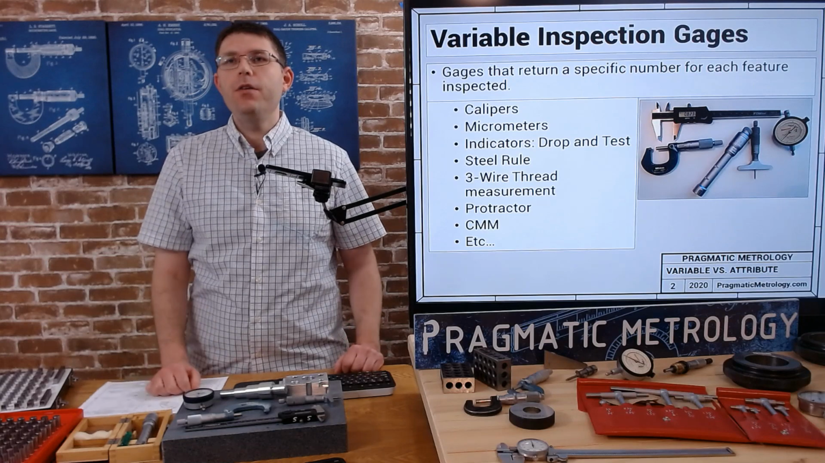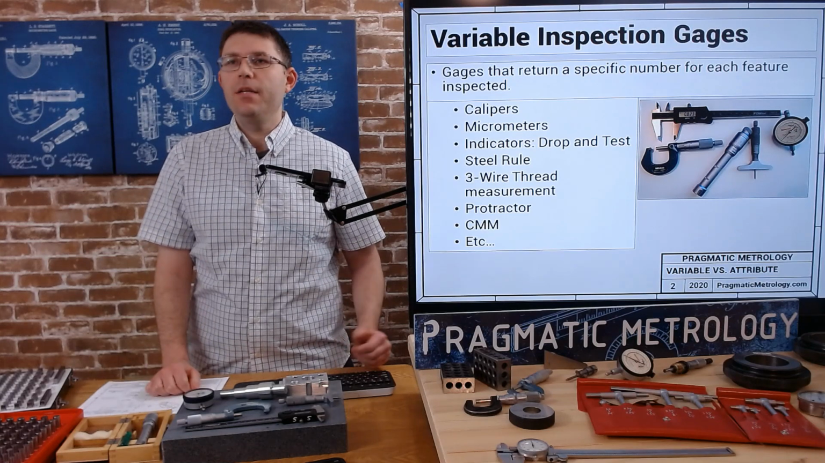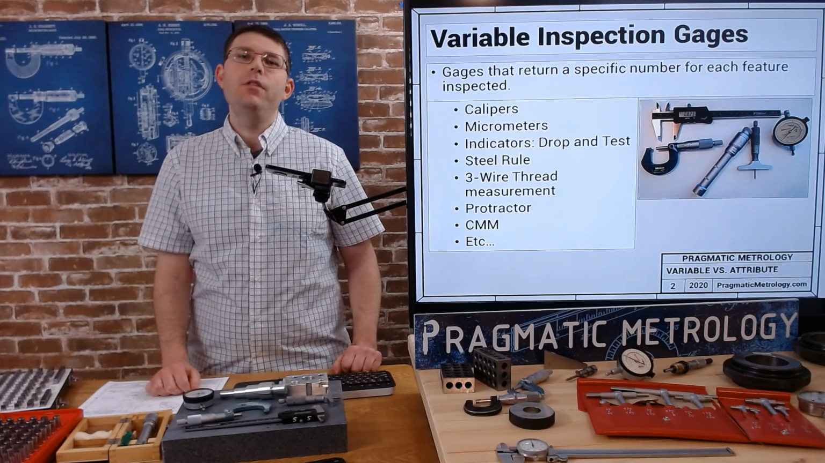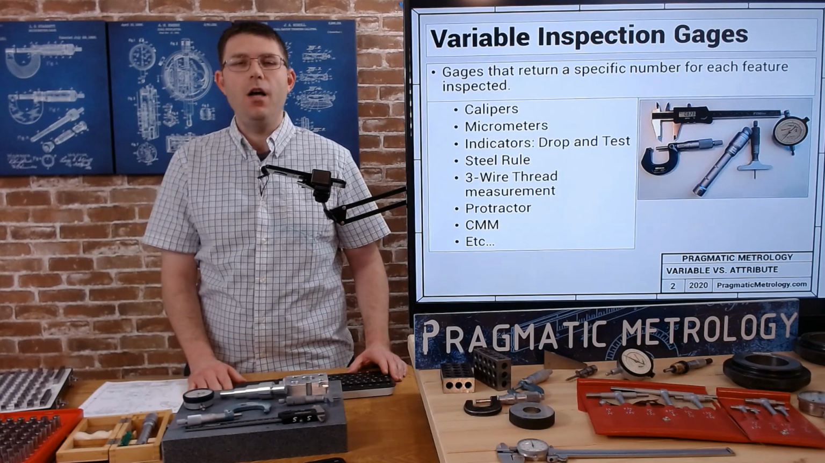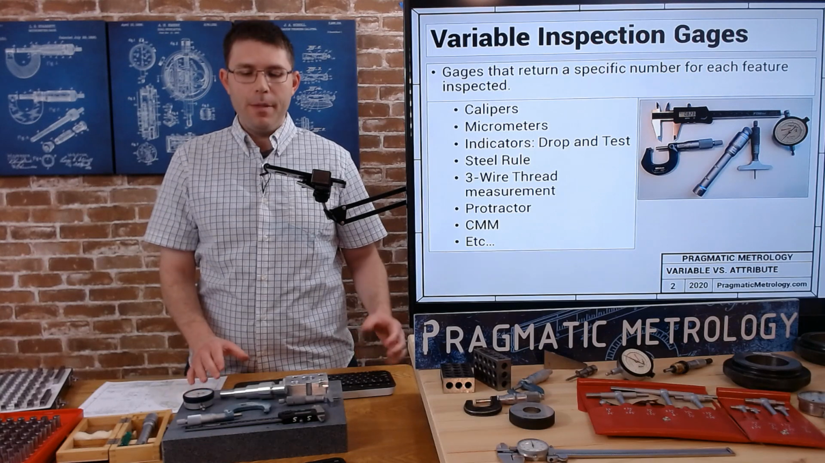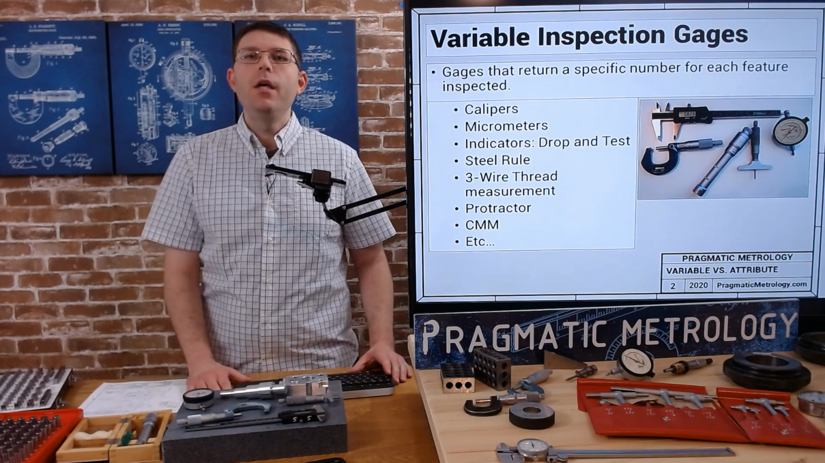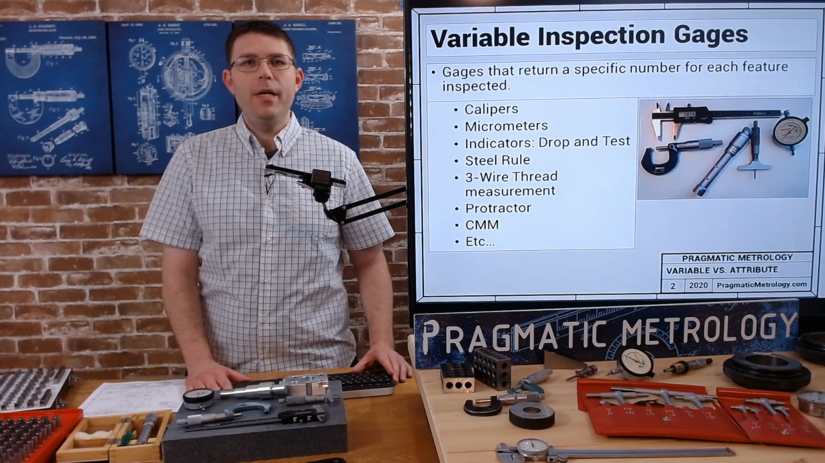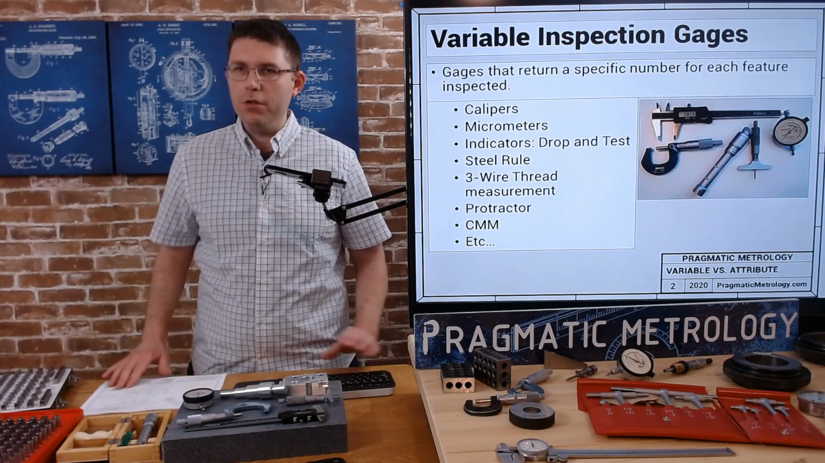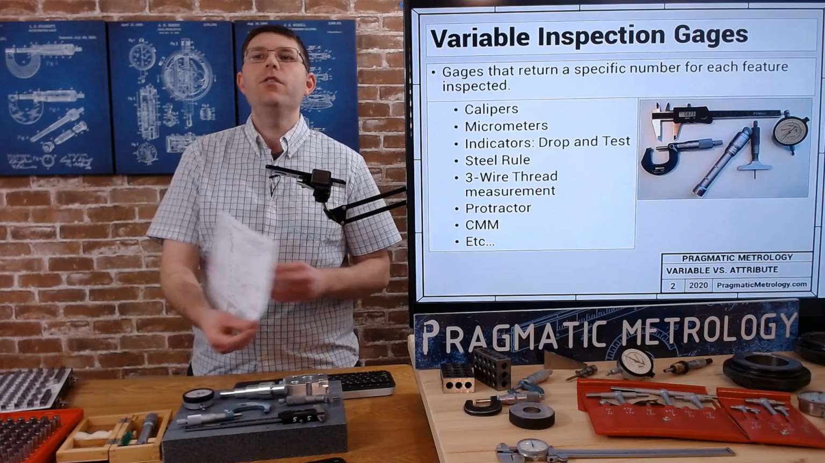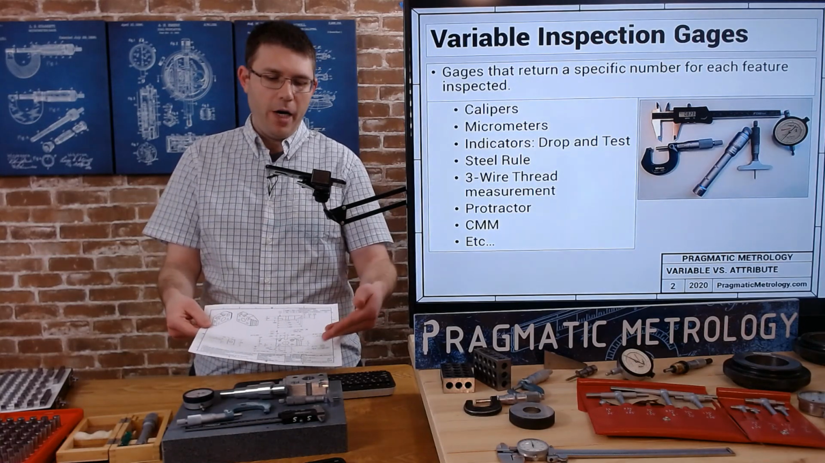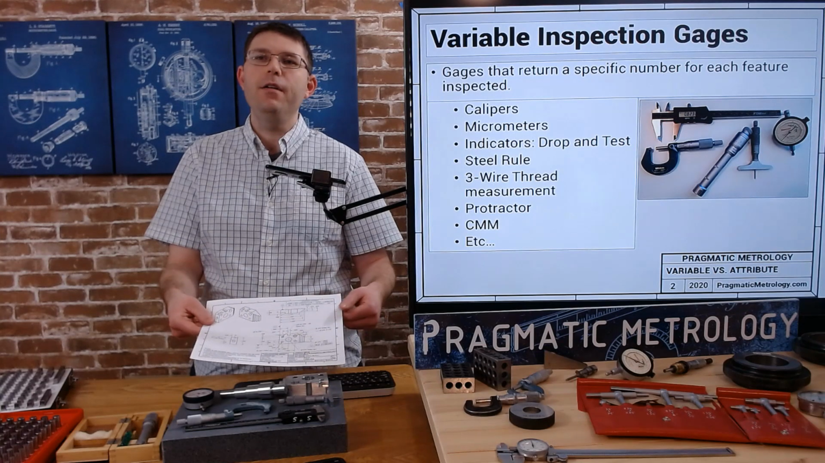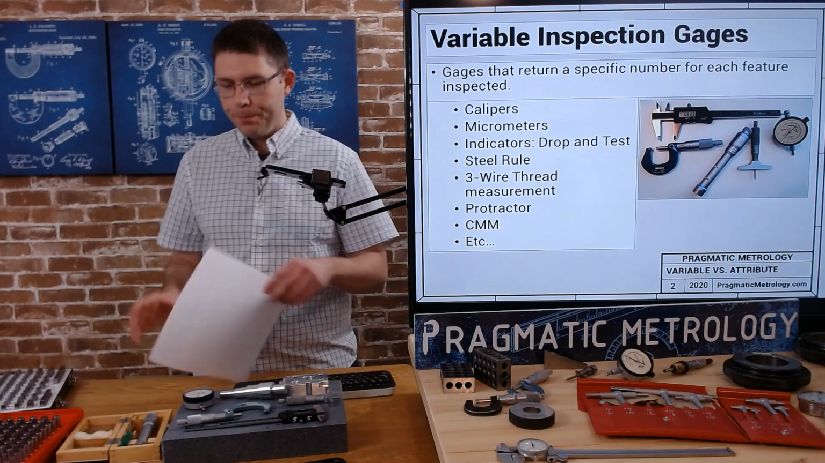Protractors for measuring angles, protractors, CMMs. There's many other styles of gauge that we could talk about, but the key to remember is everything you measure gives you a number. It doesn't give you a go, no go, or a pass fail. It gives you an actual number that you can compare against your requirements, because all of your requirements will basically be defined by those numbers.